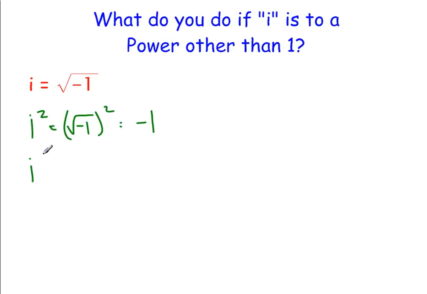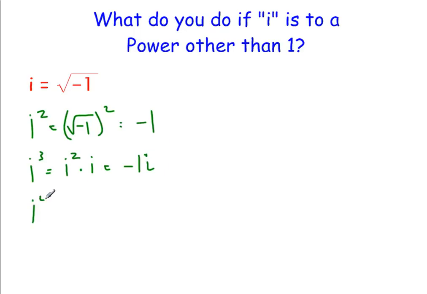What if I had i cubed? Well, that's just an i squared times an i. I already found out that i squared is negative 1, so this is negative 1i. Whenever we simplify imaginary numbers, we never want to have an i with an exponent greater than 1.